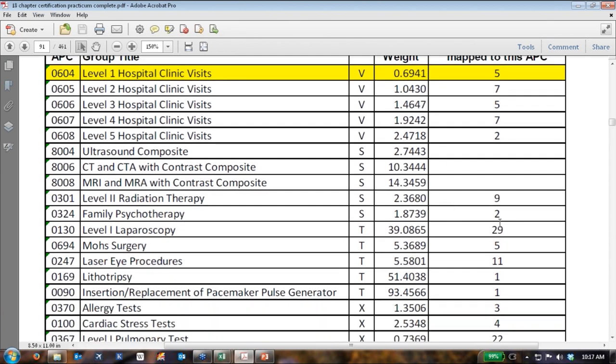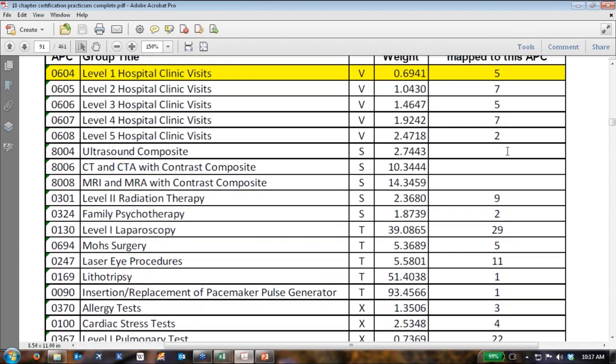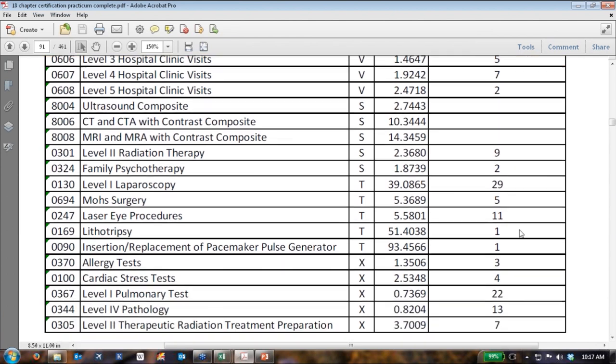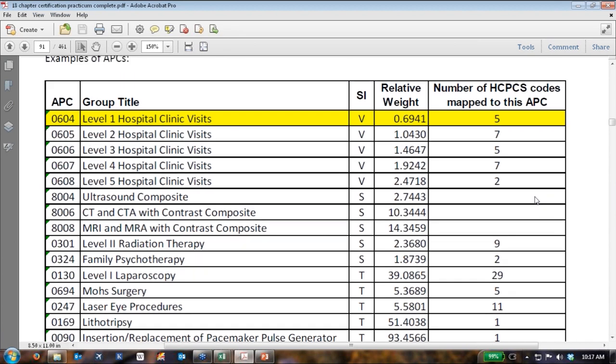You see, in some cases, it's 29 CPT codes mapped to this laparoscopy code. In some cases, it's just 1-to-1. And in other cases, I don't know why there's no number here in the column on the right. I just took this off a table, and I couldn't tell you why there are no numbers here. So there's a reduction here.